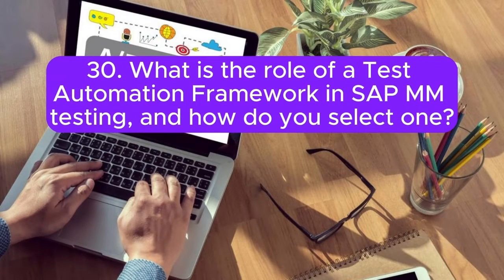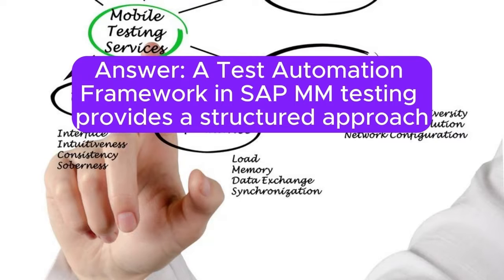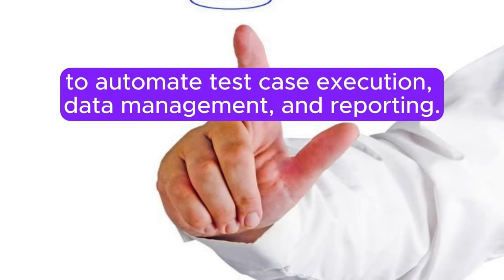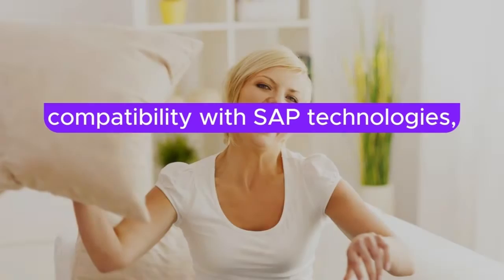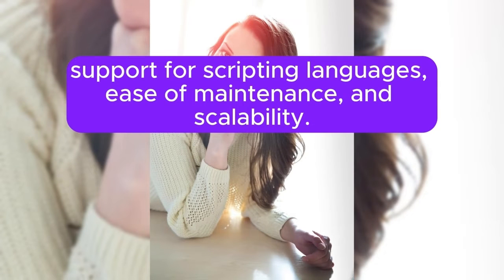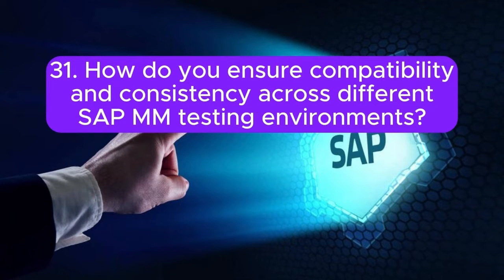30. What is the role of a test automation framework in SAP MM testing? And how do you select one? Answer. A test automation framework in SAP MM testing provides a structured approach to automate test case execution, data management, and reporting. When selecting a framework, consider factors such as compatibility with SAP technologies, support for scripting languages, ease of maintenance, and scalability.